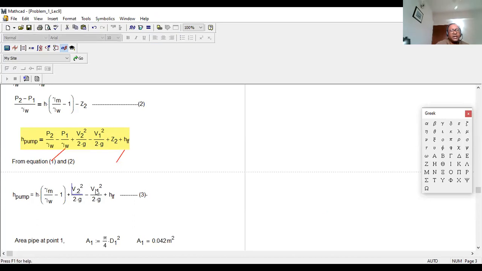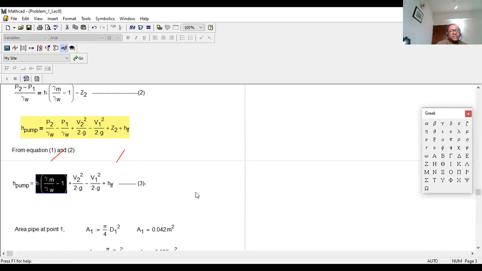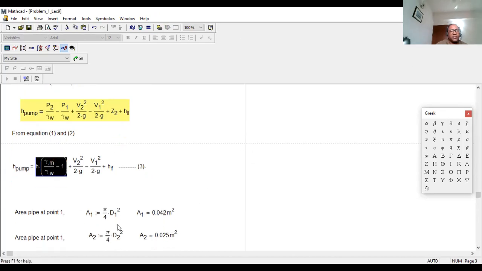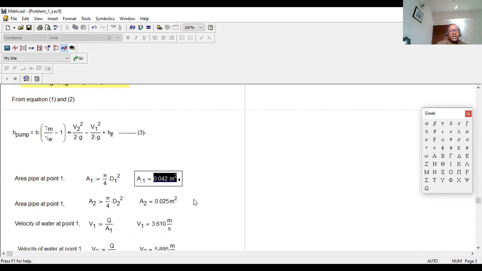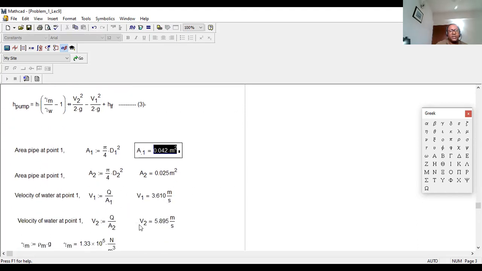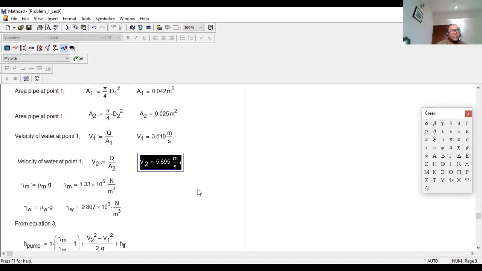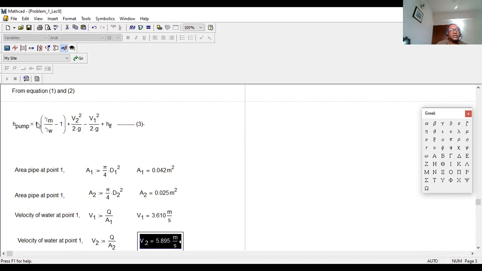Now, how will we get V1, V2? HLF is given, 3.22. V1, V2, Q. Gamma M divided by gamma W, that means the specific gravity. Specific gravity of water is 1 and specific gravity of mercury is 13.56. So at first you figure out the area at point 1, pi by 4 d1 square, and the area at point 2. So you will get V1 and V2. Then you figure out gamma M and gamma W.